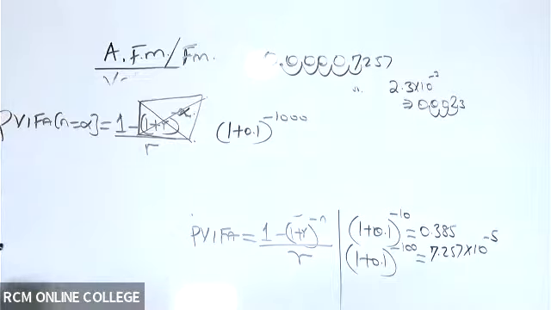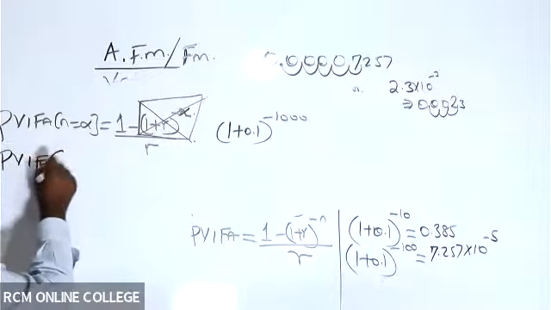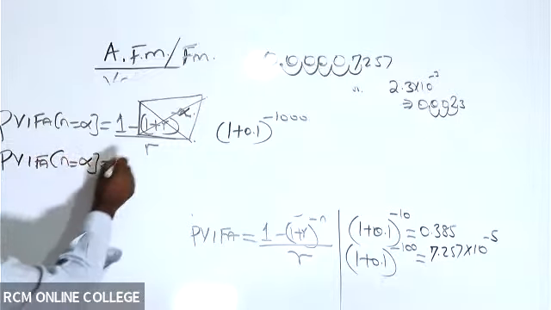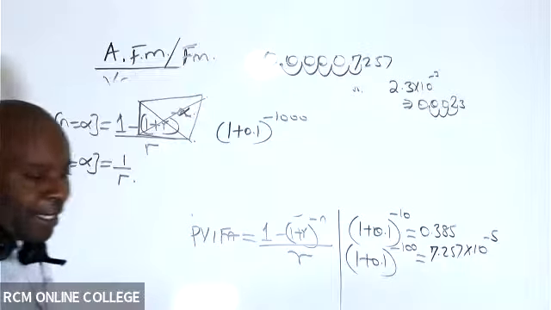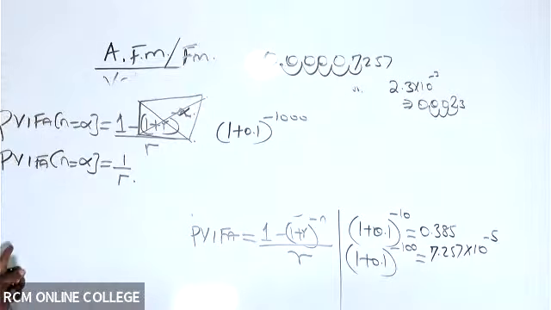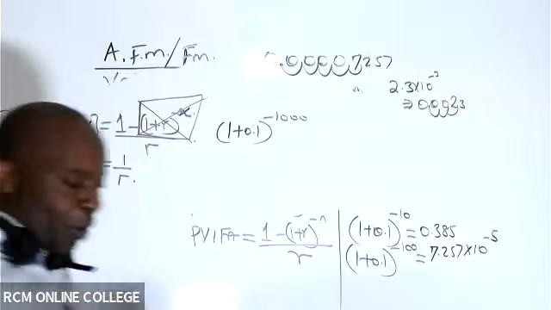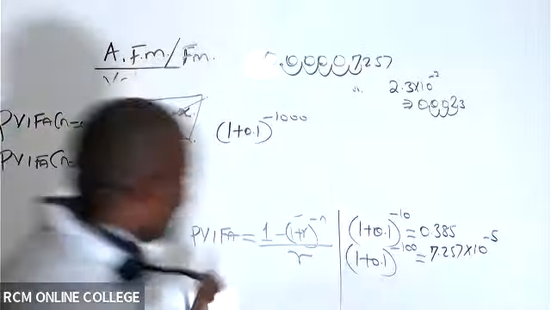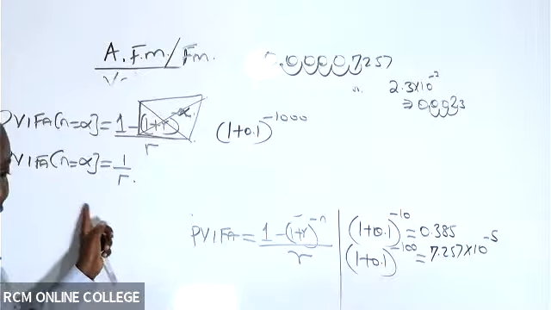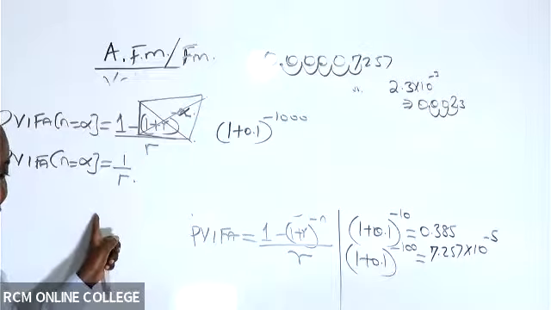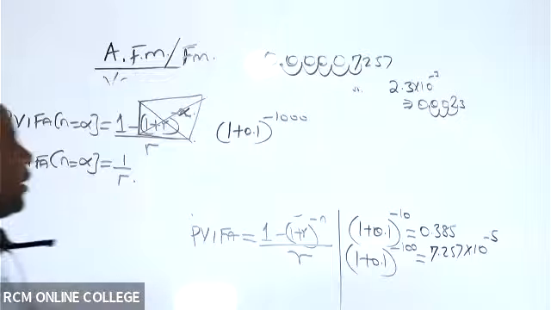So PV-FAR, when n is infinity, will always be equal to 1 over r. This is a very, very important formula for us. PV-FAR, whenever n is infinity, will be 1 over r. Are we together, ladies and gentlemen, up to here, the 1 over r concept? When n is infinity, PV-FAR will be 1 over r. All right. Thank you so much.